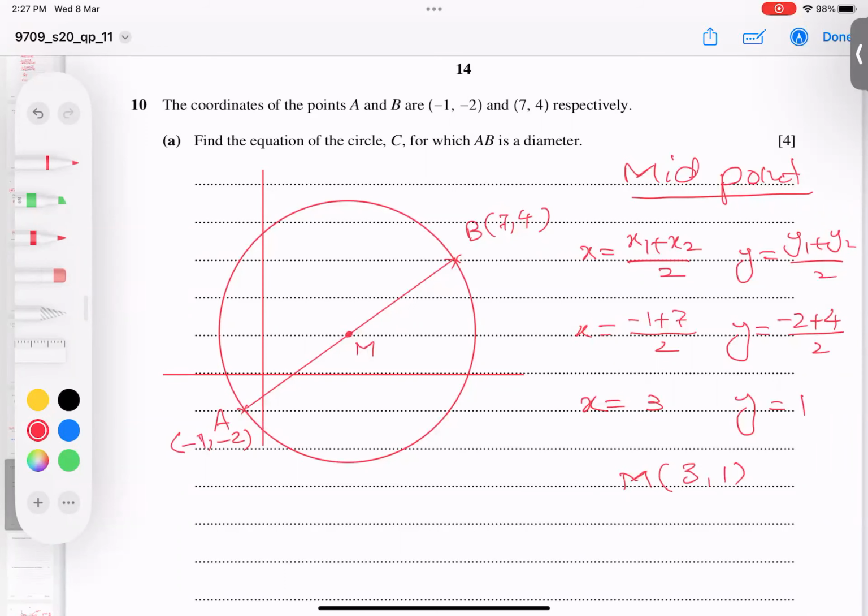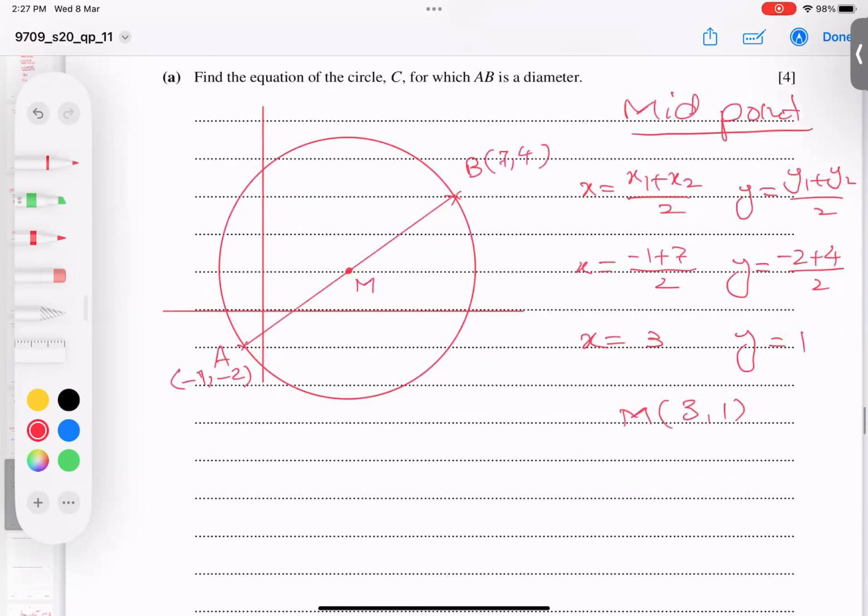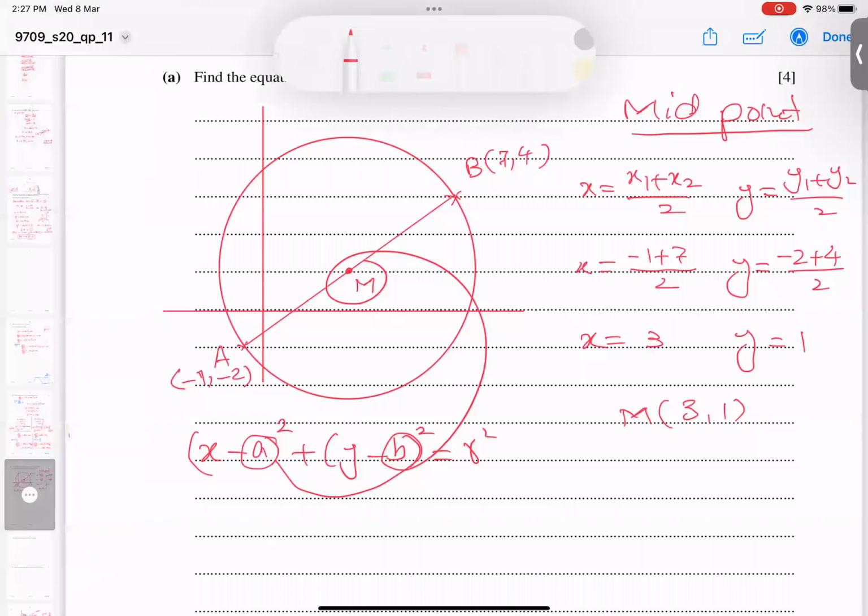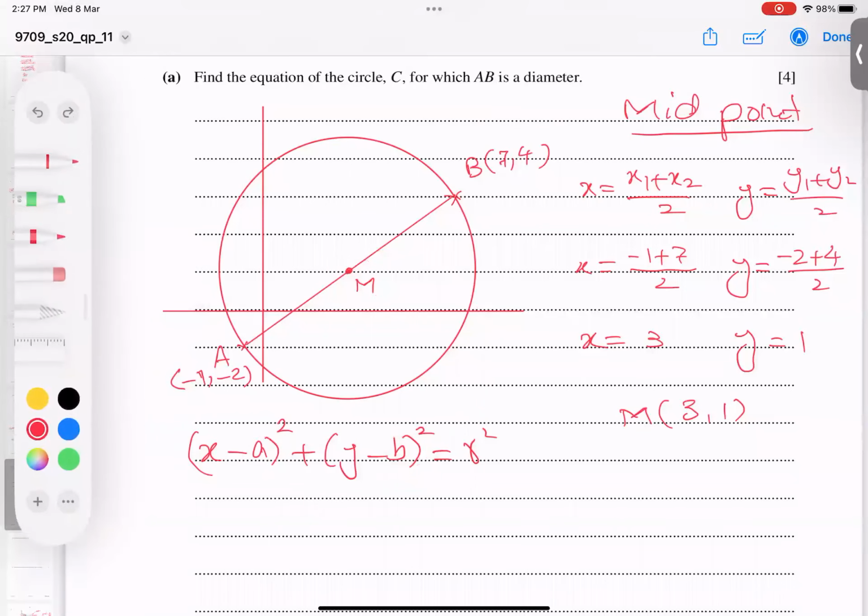All of you know that the equation of a circle depends upon two things: x minus a whole square plus y minus b whole square equals r square. What are a and b? It is the center of the circle. So 3 will come in the place of a, and 1 will come in place of b. This is not a hard job. Alhamdulillah. Only one thing is left behind: the radius.